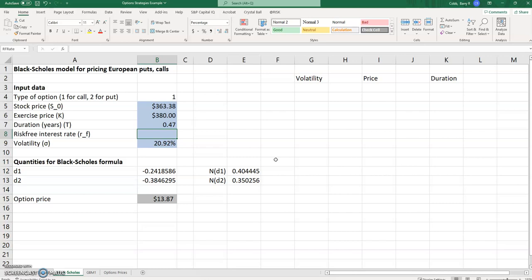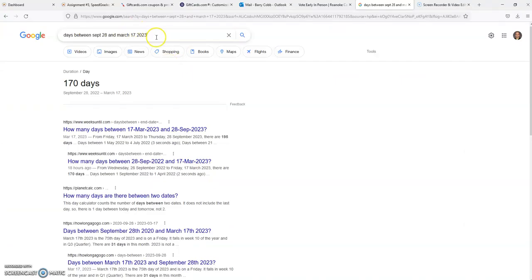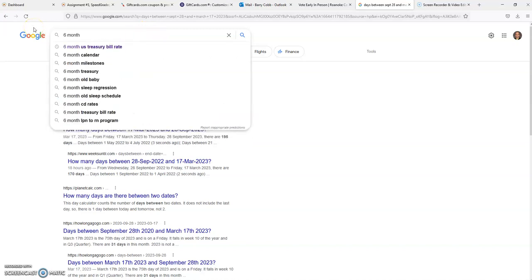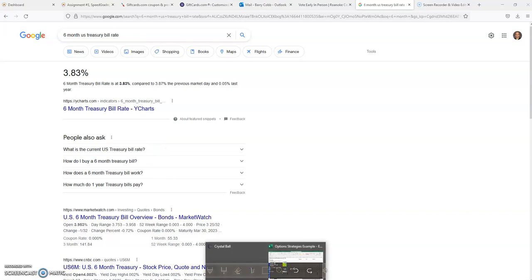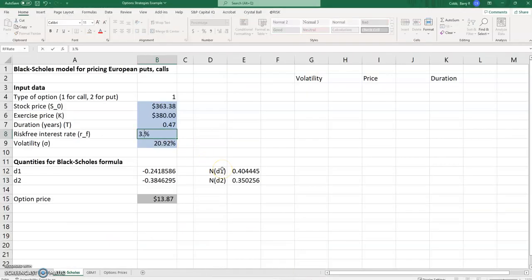For the risk-free interest rate, this option is about 6 months, about 0.5 years. So what we'll use for the risk-free interest rate is the 6-month U.S. Treasury bill rate. And we can just look that up here. And right at this current time, it's about 3.83%. So we've got all the elements here to calculate the Black-Scholes price for this call option. And it looks like it's $16.38.